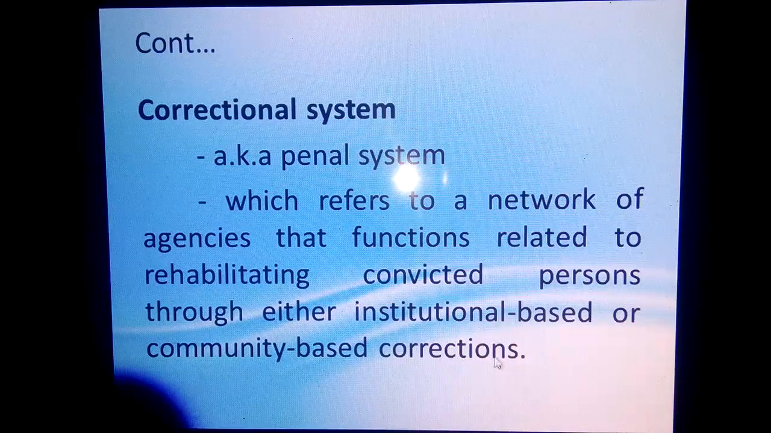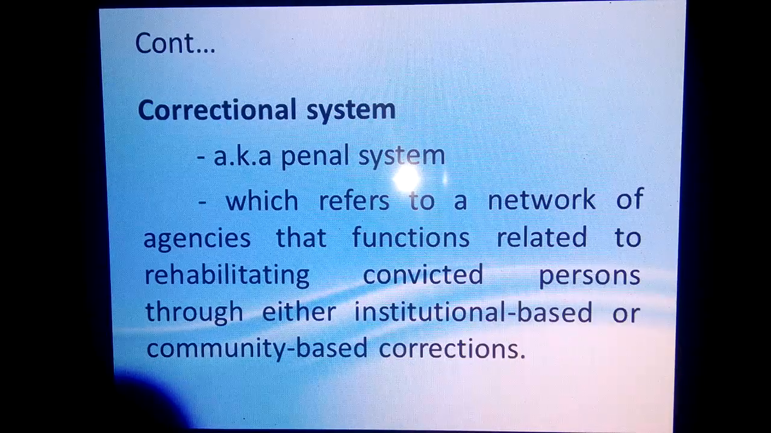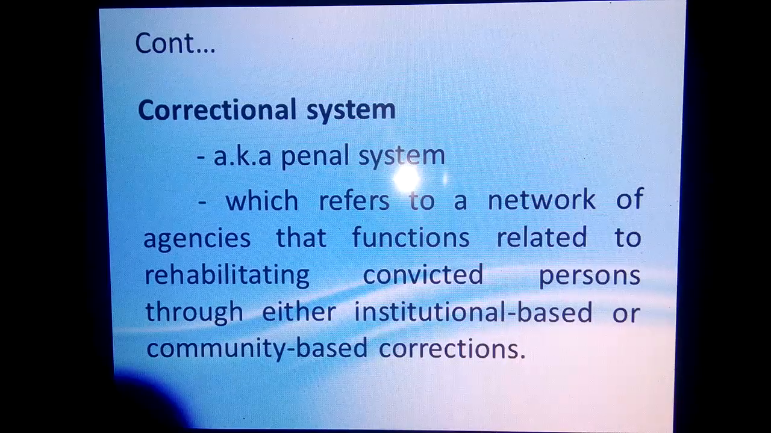Whereas community-based corrections is a form of rehabilitating or reforming an individual who is actually being freed to the community. So they are going to serve their sentence while outside the penal institution. They are not being committed inside the correctional facilities or the penal institution. Instead, they are being put into a designed program, which is community-based corrections.